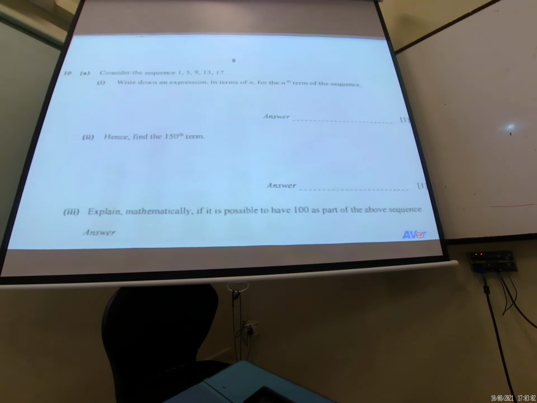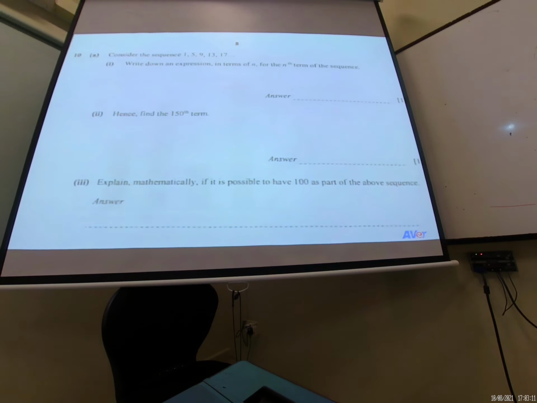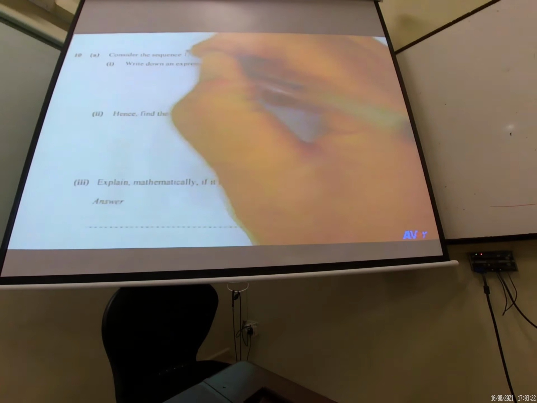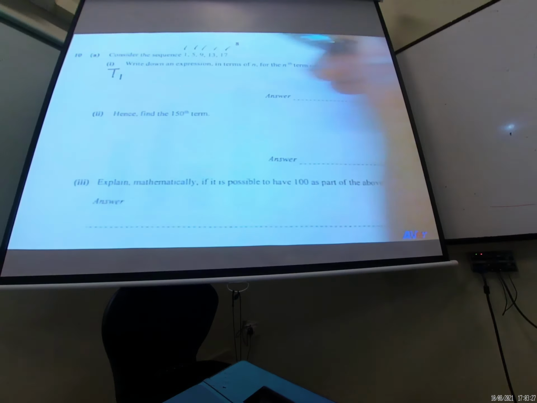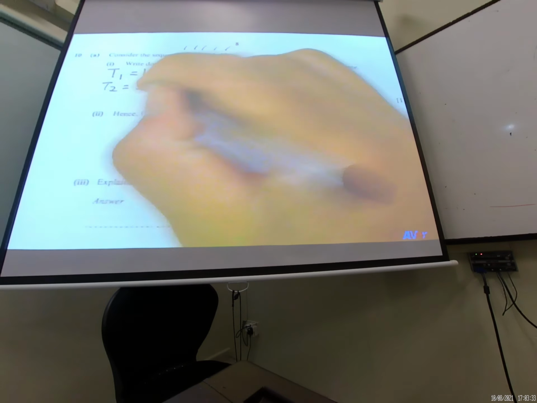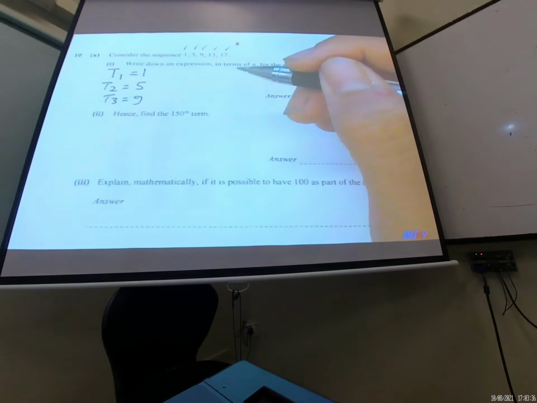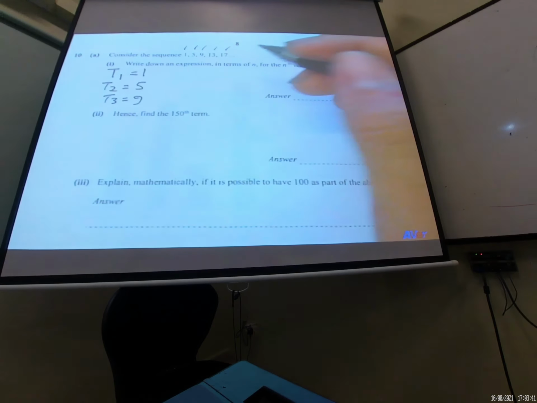Consider the sequence 1, 5, 9, 13, 17. Write down an expression in terms of n for the nth term of the sequence. Okay, if you cannot write down the expression, we can always break it down. This is the first term, this is the second term, third term, fourth term, fifth term. So let us write down. First term is 1. Second term is 5. Third term is 9. Fourth term, fifth term.